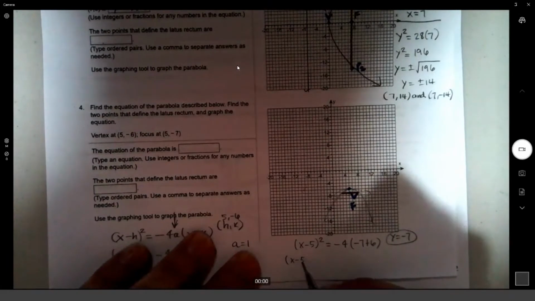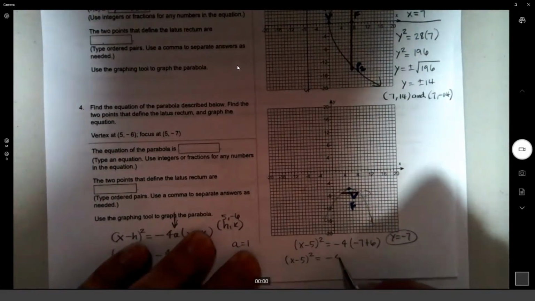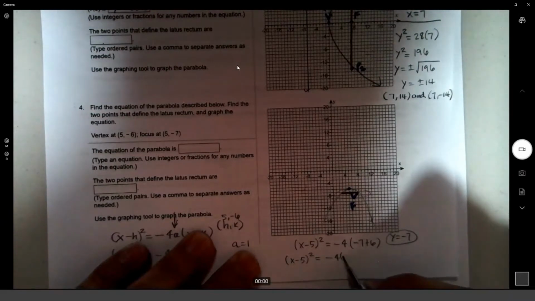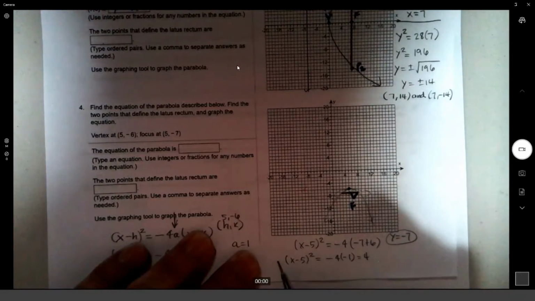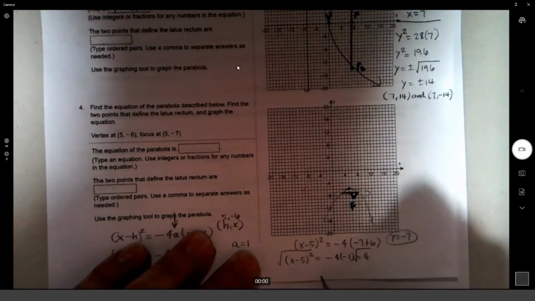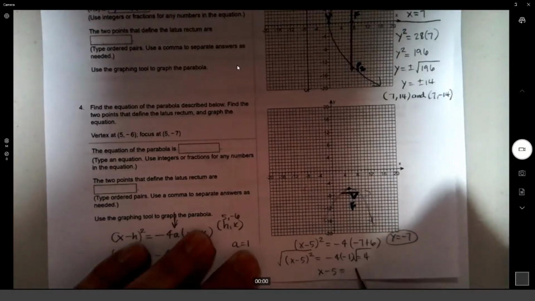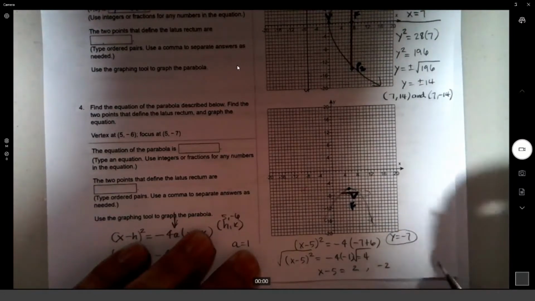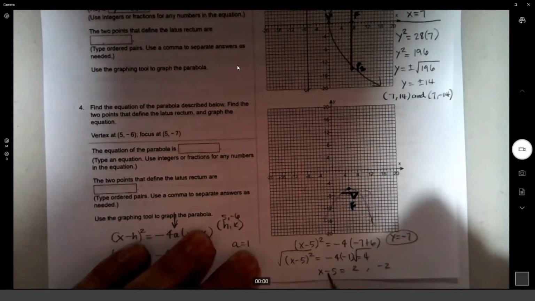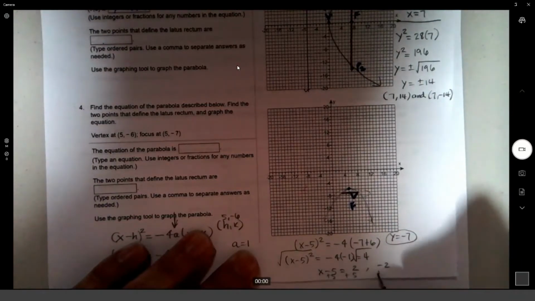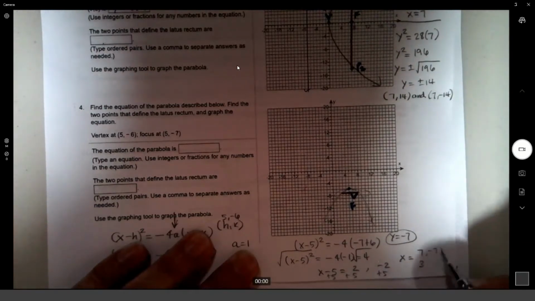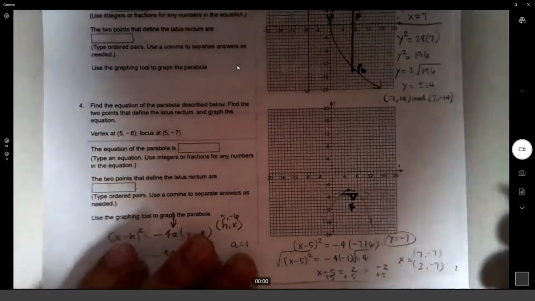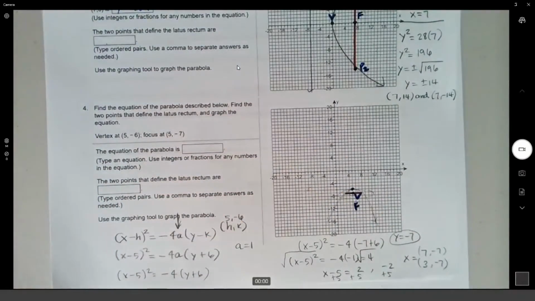We got (x minus 5) squared minus 4. This would be -1. This is just 4. I'm going to take the square root of both sides, and we get x minus 5 is equal to +2 and -2. Adding 5, we get that x is equal to 7 and 3. So those will be the 2 points that will define the latus rectum.